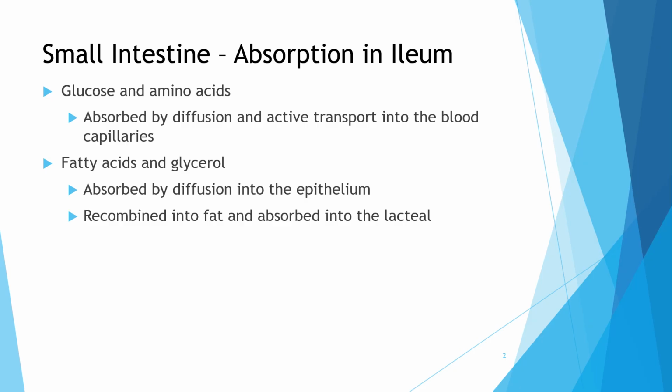For glucose and amino acids, right? They will be absorbed into the blood by diffusion and active transport. Okay, so it's into the blood, right? Into the blood capillaries. For fatty acids and glycerol, right? They will be absorbed through the epithelium by diffusion, and the moment they are in the villus, they will recombine into fats, okay? And they actually are absorbed into the lacteal and not the blood capillaries.